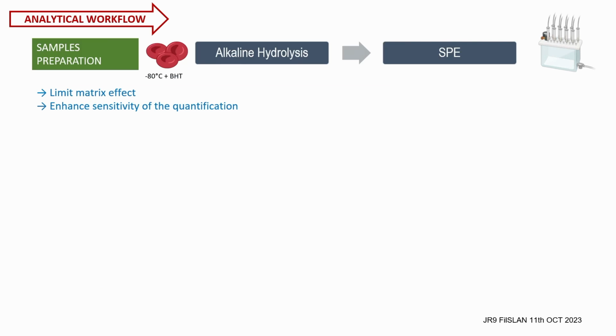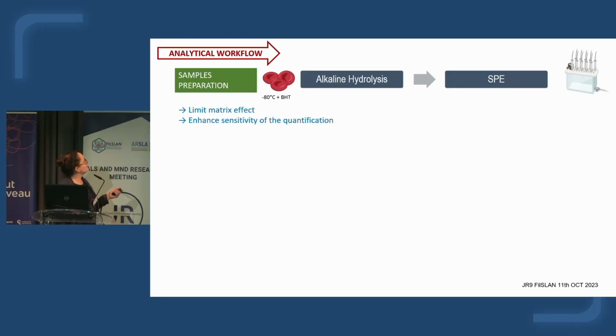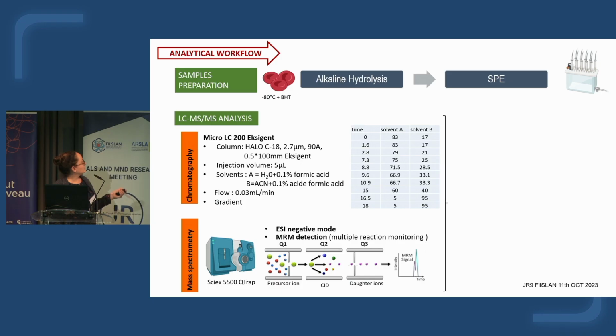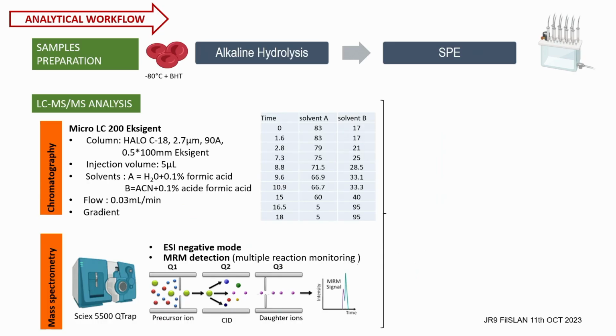So from a methodological point of view, the analytical workflow that we applied consists of two steps. The first one is a sample preparation in order to limit the matrix effect and to enhance the sensitivity of the quantification. So we first perform an alkaline hydrolysis, and then we purify the extract by solid phase extraction. Then we perform an LC-MS analysis, of which all parameters were optimized.